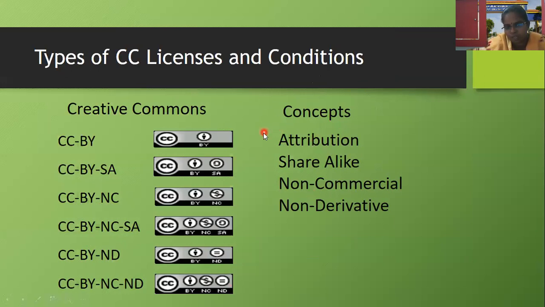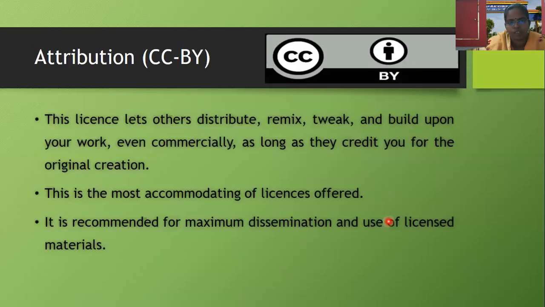The concepts are attribution. CC BY means attribution. The person is able to use the material. CC BY SA, SA means share alike. The abbreviation S is for share alike, NC for non-commercial, ND for non-derivative. So these are the 6 types of Creative Commons licenses. Now we are going to discuss the types of Creative Commons licenses one by one.